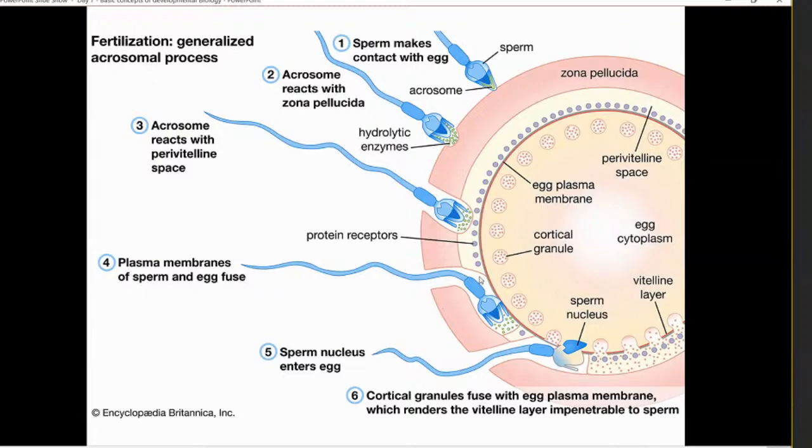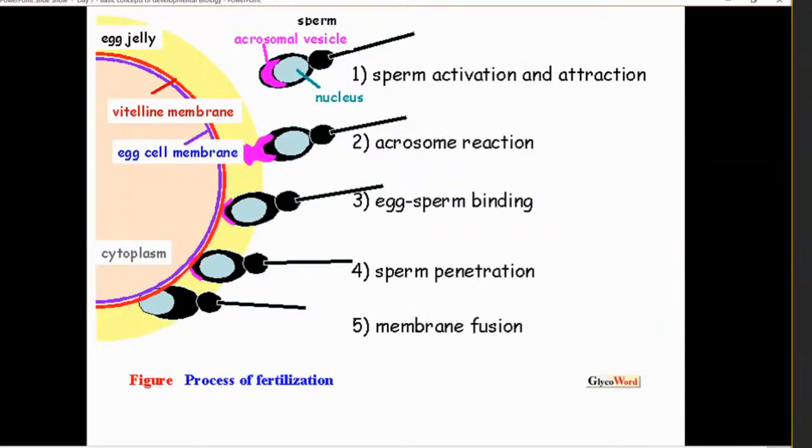After reaching the intracellular region, the external cellular regions are degraded by the proteins present inside the oocyte. The sperm nucleus enters the oocyte. In the final step, the cortical granules fuse with the egg plasma membrane, which renders the vitelline layer. After this step, the sperm enters the nucleus. These are all the sequential steps that happen in fertilization. It's another representation.